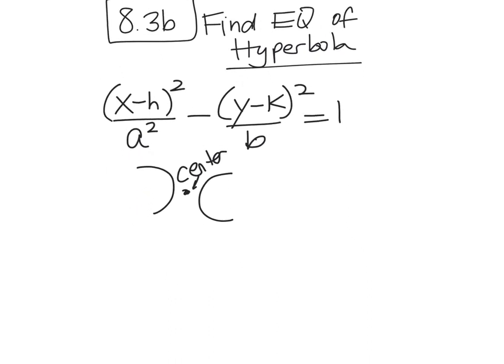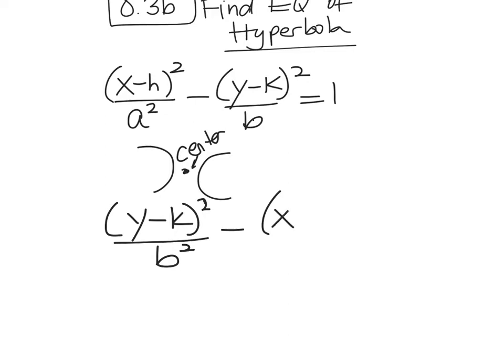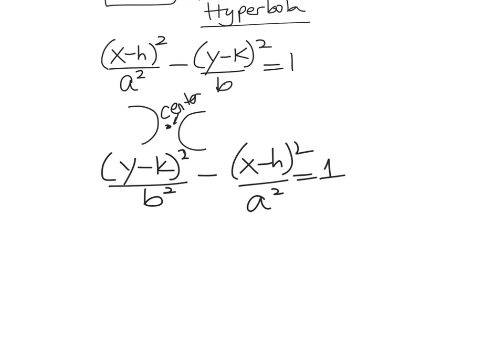Okay, the other one is hyperbolas that go up and down. The only thing that changes is these 2 things up here, they just get switched, okay? So y minus k squared over b squared minus x minus h squared over a squared equals 1. And those are the hyperbolas that will go up and down with the center in the middle of those.